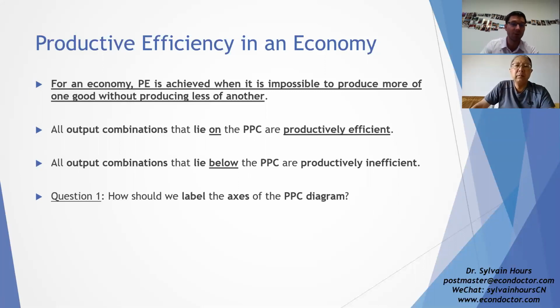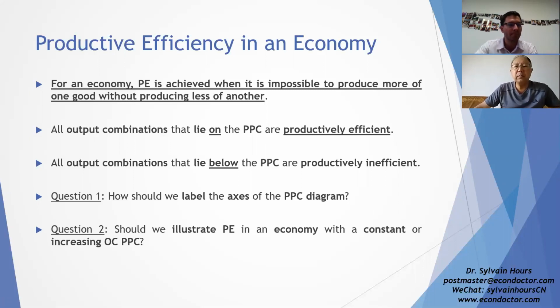It's okay if your students want to label good X on the horizontal axis, good Y on the vertical axis, good 1, good 2, or even come up with an example, wheat and corn, for example. It doesn't matter. We just need two goods. It could be a category of good, consumer goods or capital goods, but it could just be two separate goods. Doesn't really matter.